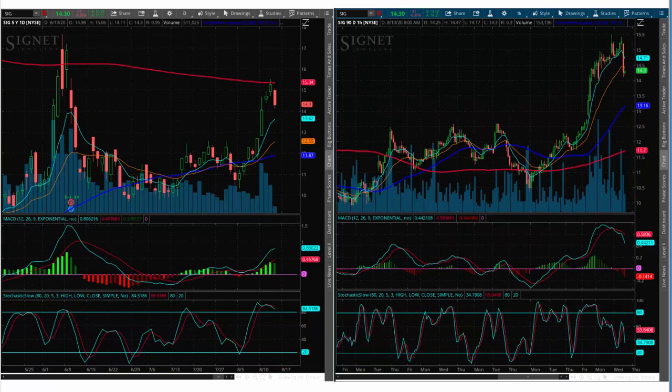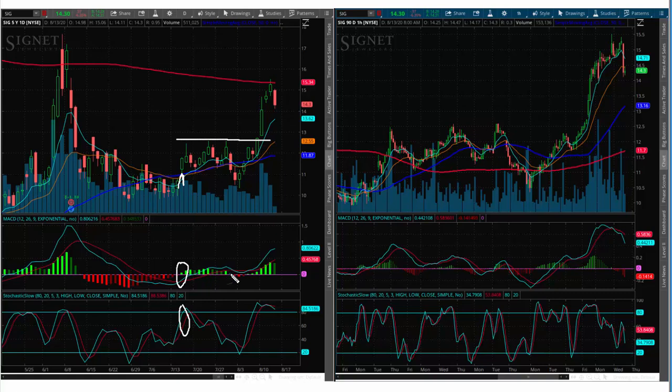All right, here's SIG, jewelry store. So what we have here is a cross up here, MACD, stochastic pointing up. This thing breaks out of a base here, a consolidation pattern at a higher level. We have a resistance level here.